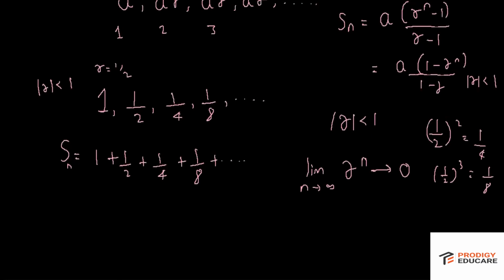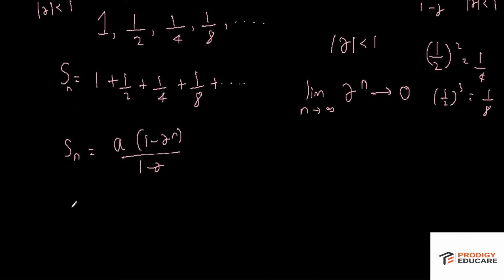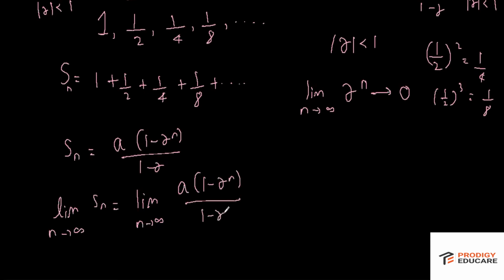So first I'll write the formula of geometric progression. Here I'll write Sn, given by A into 1 minus R raised to n upon 1 minus R. And after that, I'll apply the limit as n tends to infinity, since I have to take the sum of infinite terms. So I'll write limit n tends to infinity of Sn, which is A times 1 minus R raised to n upon 1 minus R. Now this R raised to n term will become 0.